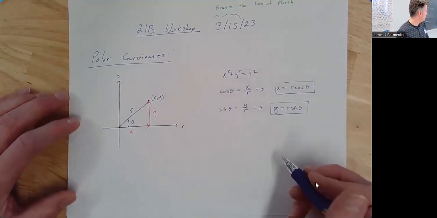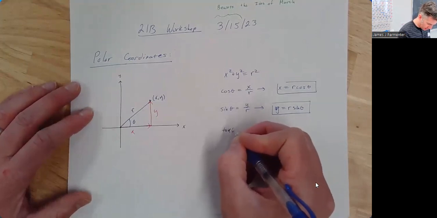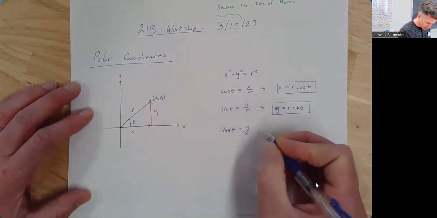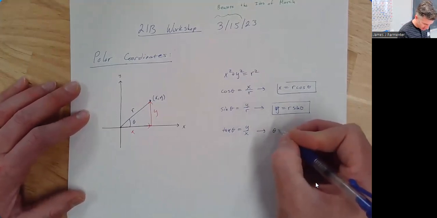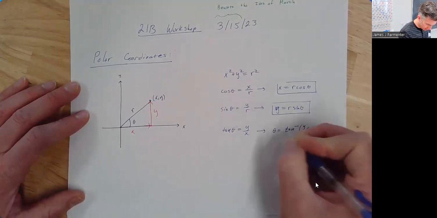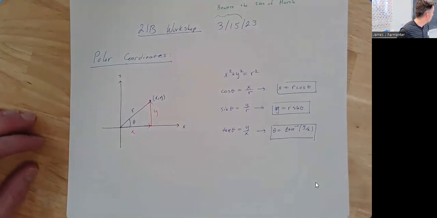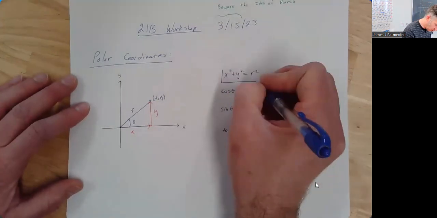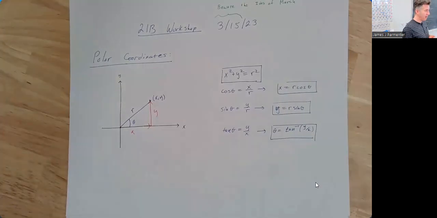And lastly, which doesn't come up as much, but sometimes does, tangent of theta is equal to y over x. And occasionally we solve for theta and say that theta is equal to the inverse tangent of y over x, although you have to be a little bit careful about that because inverse tangent has a limited range. So these are the equations that you need to remember to help you get back and forth between polar and rectangular coordinates.